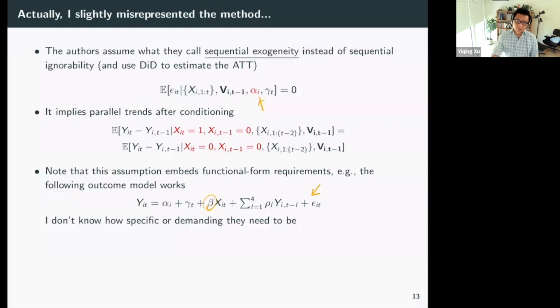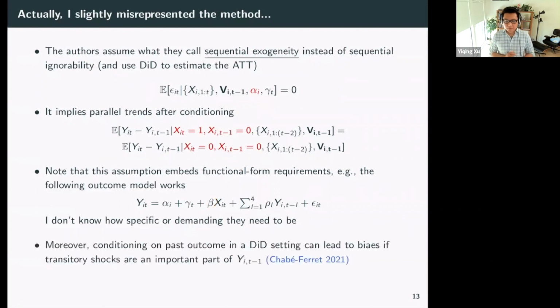If I were the author, I would probably not go the DID route. Simply, after conditioning on past information, I would just use a difference in means estimator. This is, I think, from a design perspective, cleaner than combining difference in differences with sequential ignorability. And I think the authors do this because, with limited data, after matching there is still some bias remaining, and they want to use the difference in differences estimator to take out the bias, especially the level difference between the treated unit and matched control unit. I think that's the motivation.